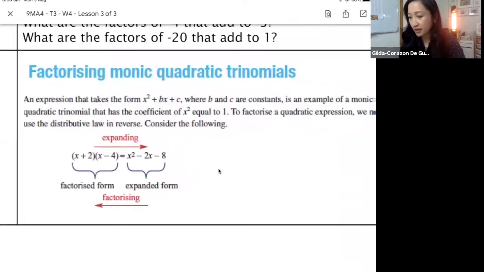When you multiply x plus 2 and x minus 4, you would end up with a trinomial, which is x squared minus 2x minus 8. And as we knew with factorizing highest common factor, factorizing is just the reverse of expanding.